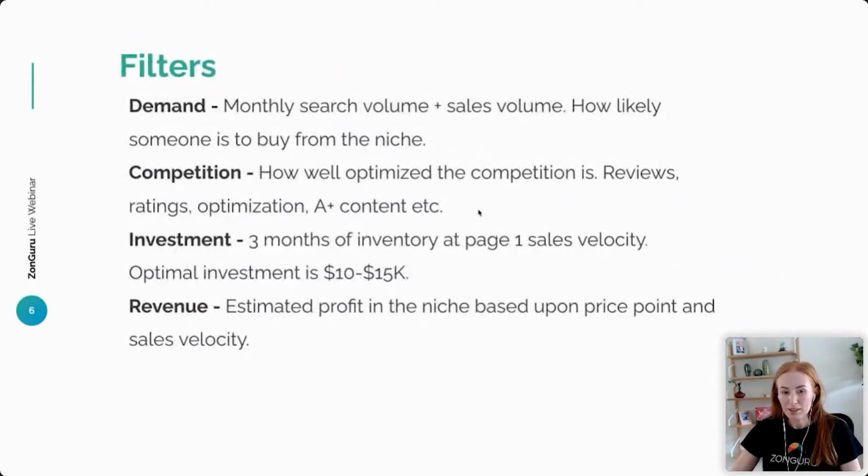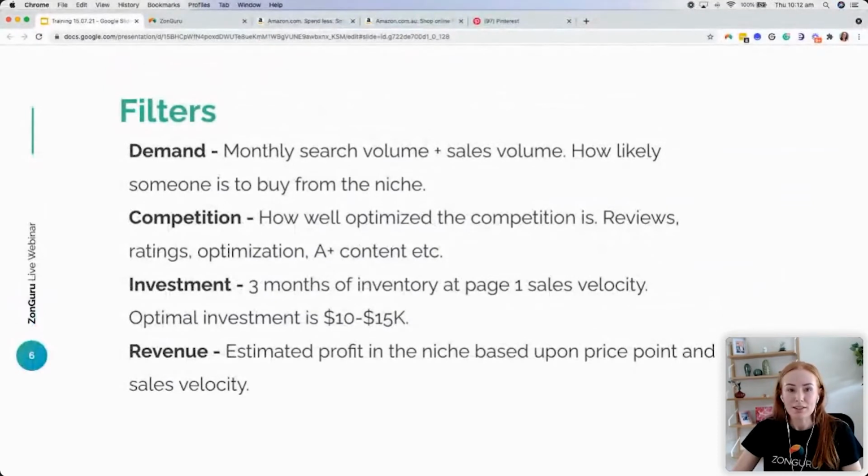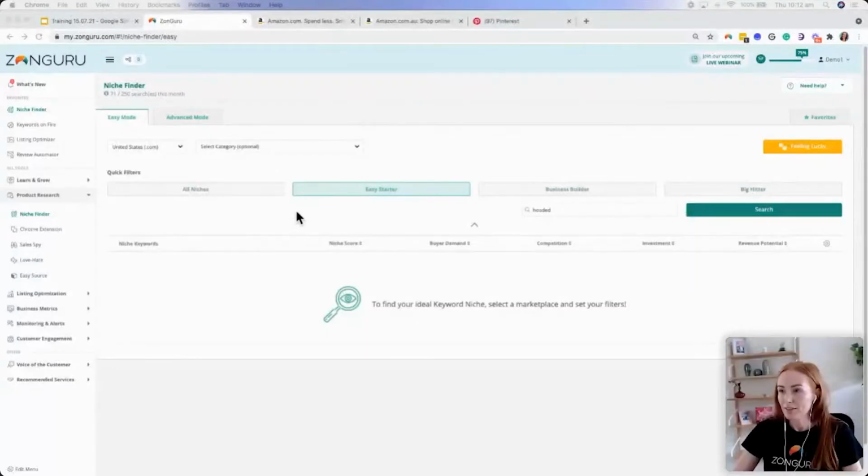So let's jump into the actual tool itself, because I think that will help you get a better understanding of how to use it. Let me have a look. Now, this is Niche Finder, and just let me know if you've used this tool a lot, if it's brand new, what you think, your familiarity with it, and I can kind of gauge my responses from there. But you'll find it under product research, the very first one, Niche Finder. There are 2 modes, easy mode and advanced mode. Personally, I'd go straight to advanced mode. So that's where I'm going to take today's training.